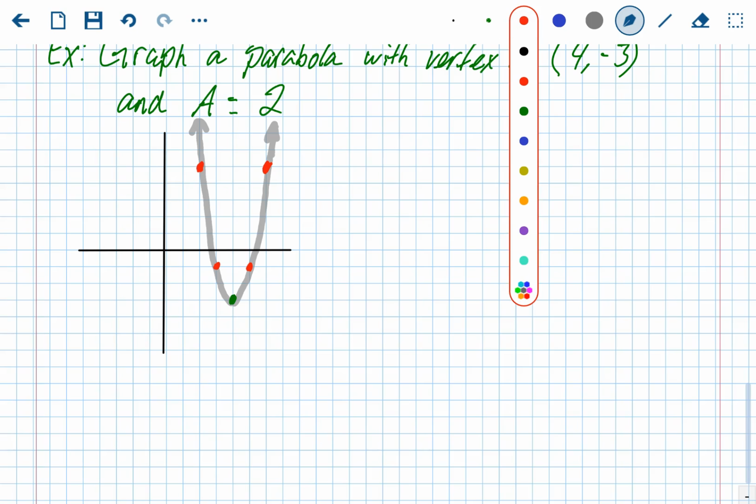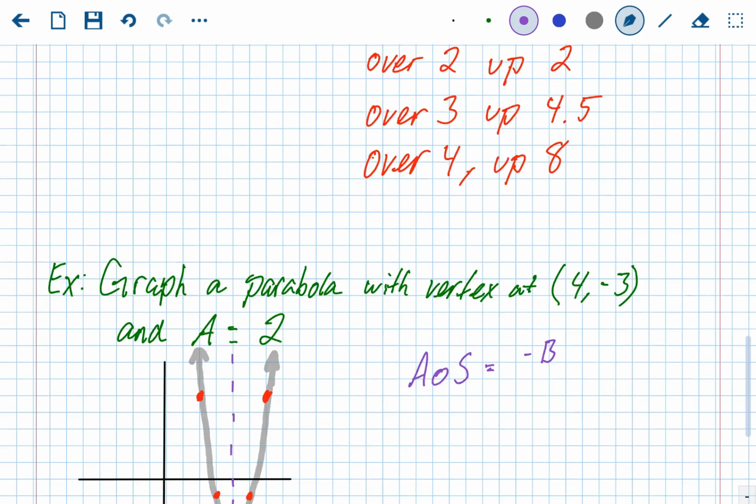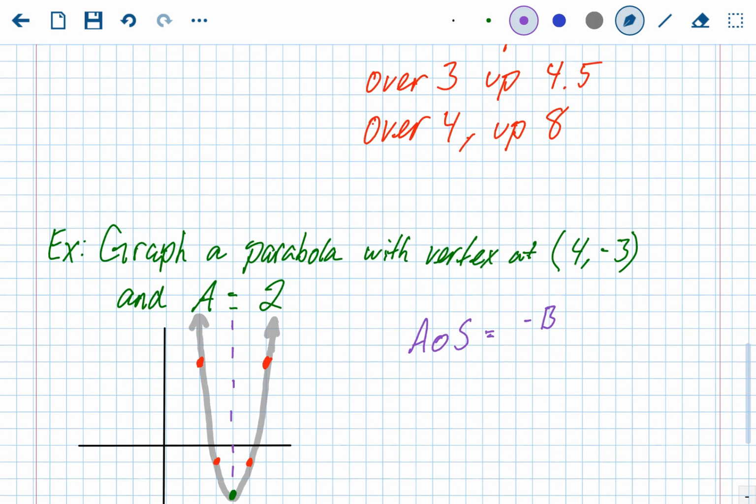For example, we know the axis of symmetry. The axis of symmetry is going through the vertex. So the axis of symmetry is x equals 4. We also know how to find the axis of symmetry if we were given it in standard form. The axis of symmetry is always the opposite of B over 2 times A.